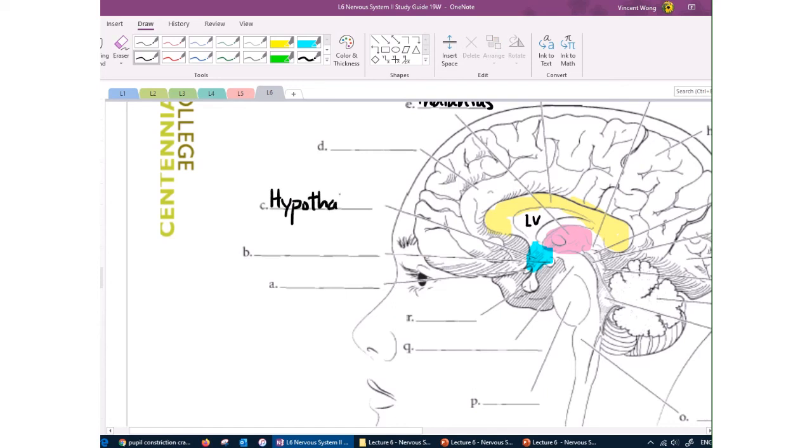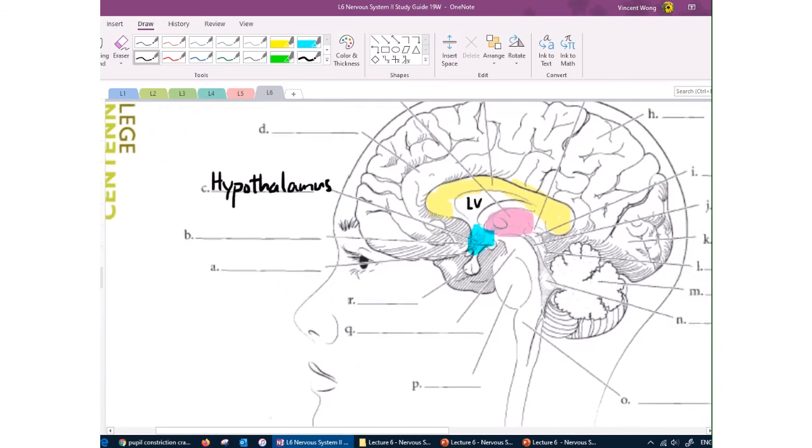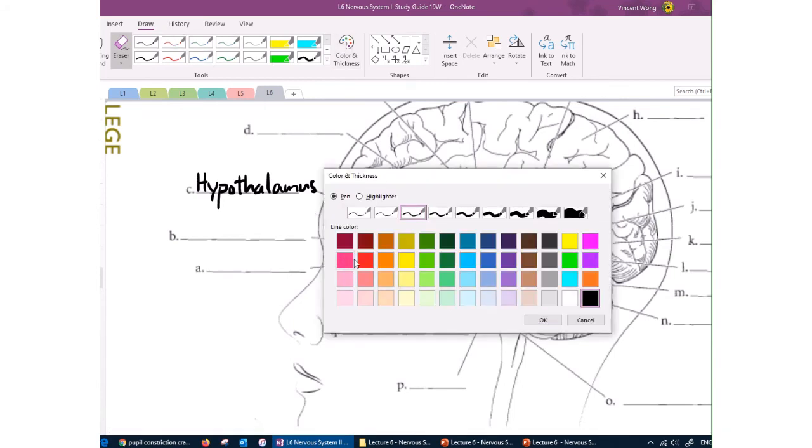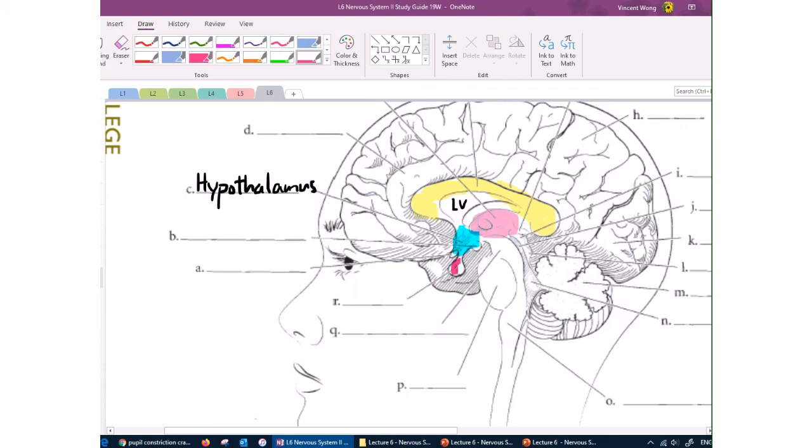Hypothalamus. Hypo means below, so this is below the thalamus. It forms the floor of the third ventricle, and it will work with the pituitary gland. Okay, pituitary gland is right here, below the hypothalamus.